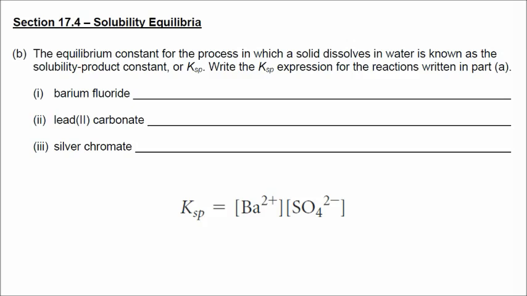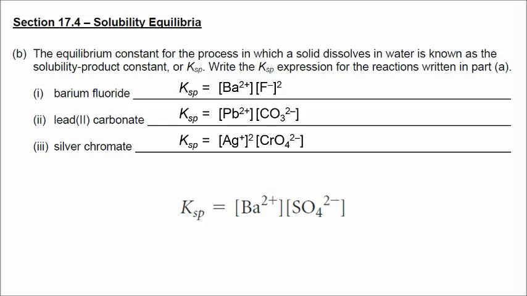Using this as an example, for barium fluoride, we have concentration of barium times concentration of fluoride, and again, that's squared because of the 2 as the coefficient. Here we have, for lead carbonate, concentration of lead times concentration of carbonate, no coefficients, so no exponents there. And then finally, the KSP for silver chromate, concentration of silver squared because of the 2 as the coefficient, times the concentration of chromate.